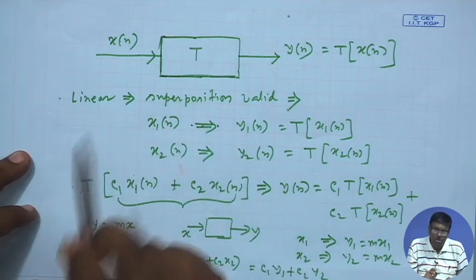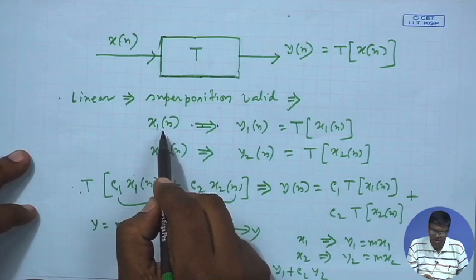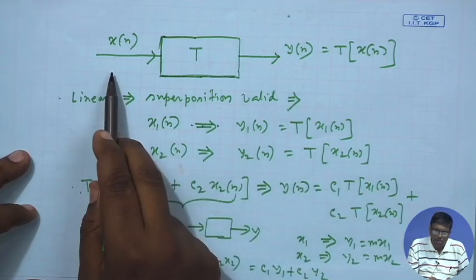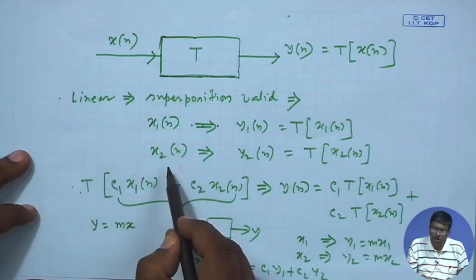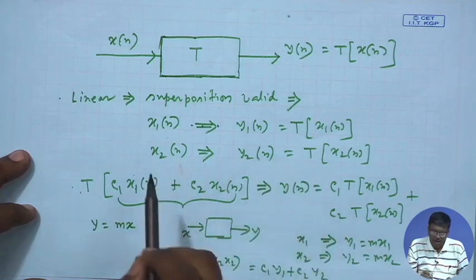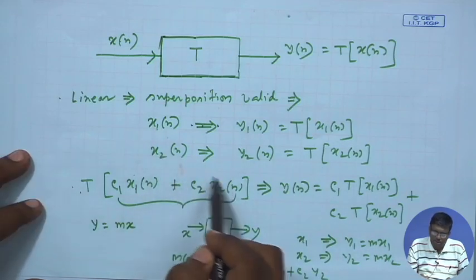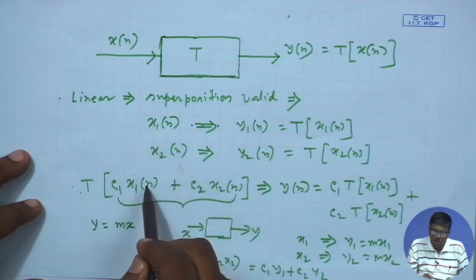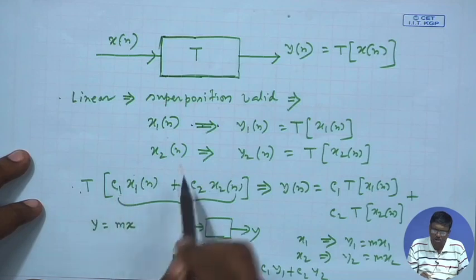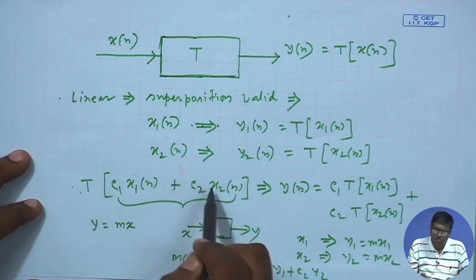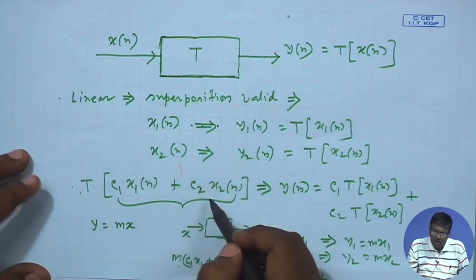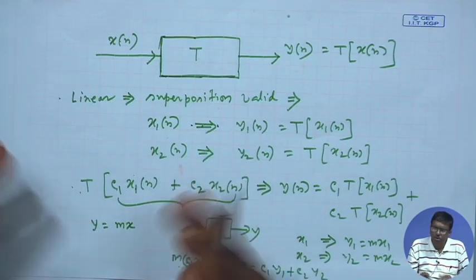What is superposition? If I give one input, say x 1 n, and find the output, say y 1 n, which is t working on x 1 n. Similarly, if I give another input x 2 n and the output is y 2 n, which is t working on x 2 n. Then, if I do not give x 1 or x 2, but a linear combination of them, that is x 1 n multiplied by c 1, all samples multiplied by a constant scalar c 1, and x 2 n multiplied by c 2, where c 1 and c 2 could be 1 also. So, this is a more general combination, and then I add the two. So, I get a new sequence.